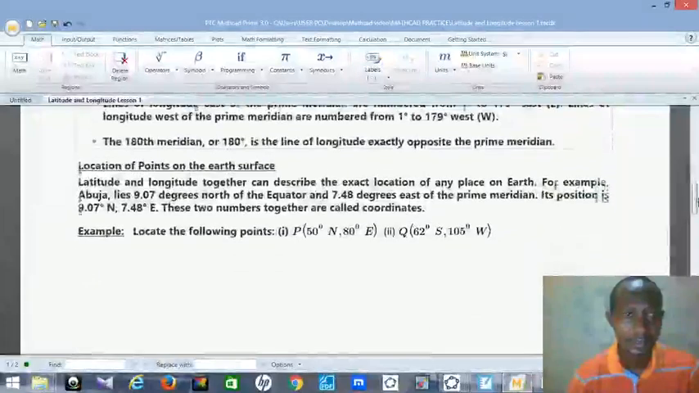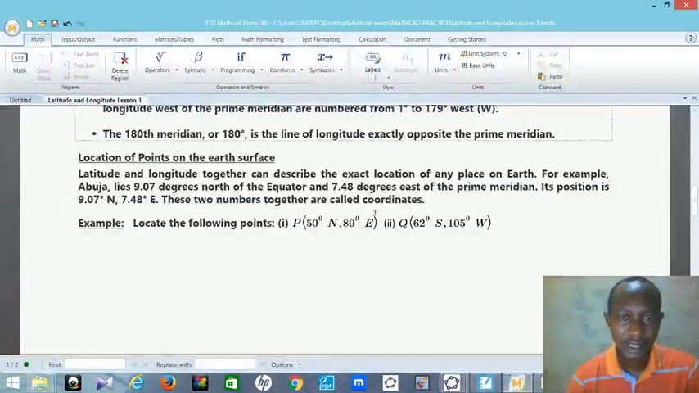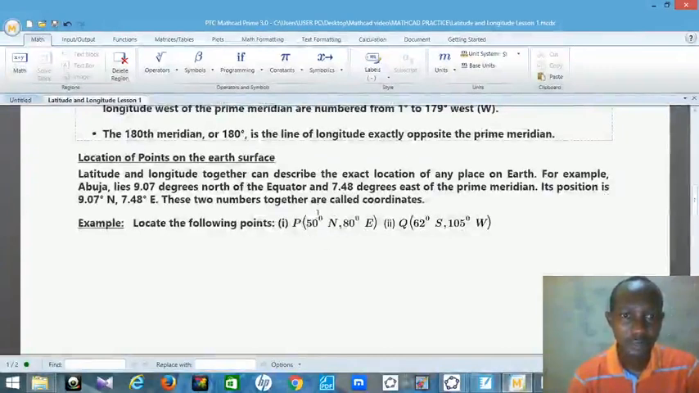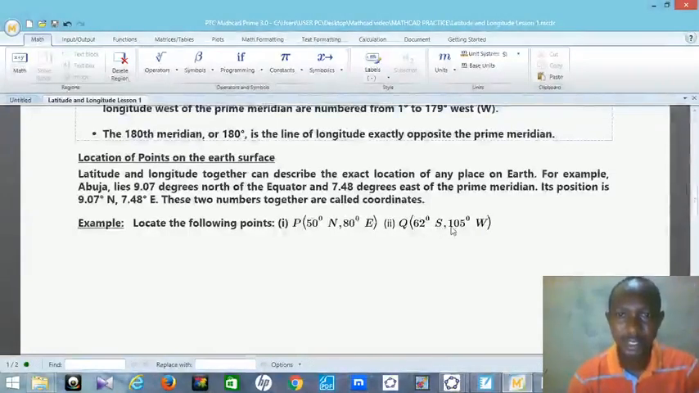Under location of point, these two numbers together are called coordinates. You can see it there. Because when they tell you to locate a point on the Earth's surface, they must give you two lines, the lines of longitude and lines of latitude. You can see this one is latitude north, then they will give you the other angle for longitude. See the other example: latitude is south, you can see S for south, then they give you the other one, west, which is longitude.